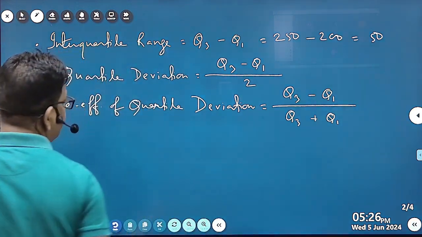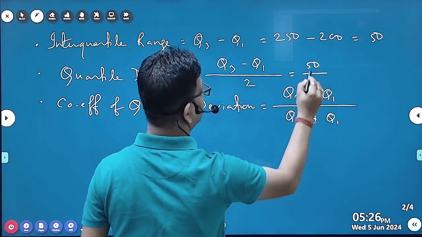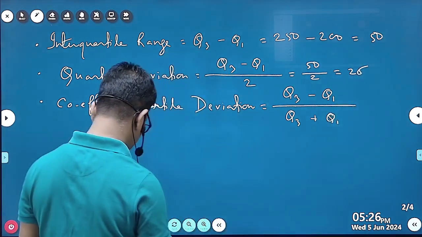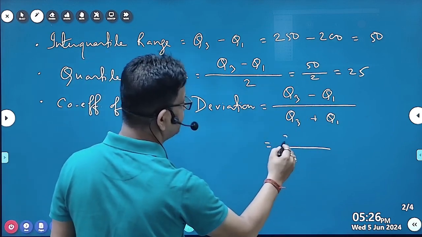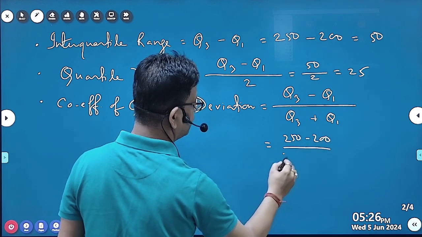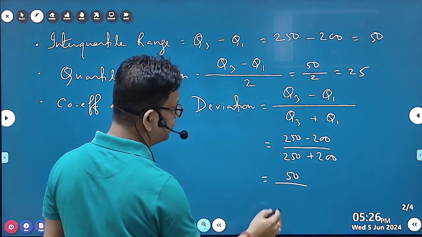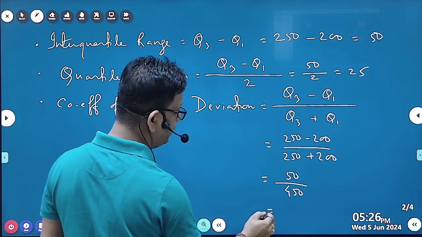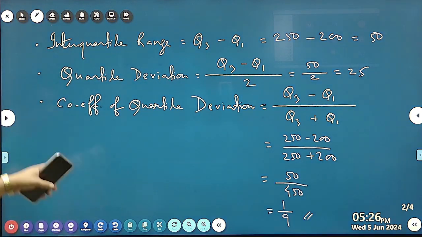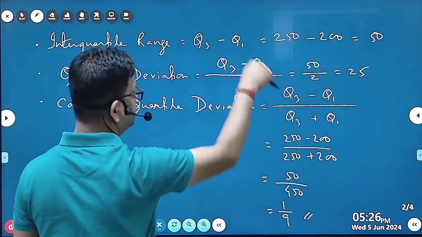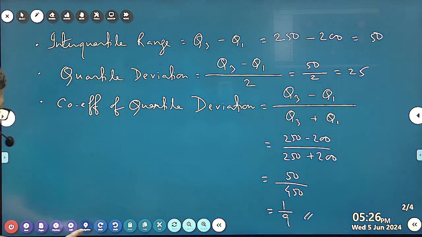Then quartile deviation, similar thing, Q3 minus Q1, divided by 2. You already got it, how much? 50 by 2, 25, right? Then here, Q3 minus Q1 divided by Q3 plus Q1, so it will be (250 minus 200) divided by (250 plus 200). Just do the calculation, it will be 50 out of 450 and it will be 1 by 9. If required, you can convert it. Okay, done now? So these are the simple things. The formulas are the same, only the finding of quartiles is slightly different or difficult. Got it? I think this is clear.